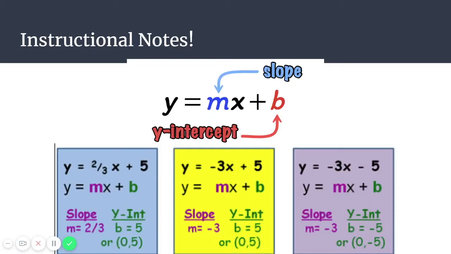We ask that you please pause to go over the instructional notes that are here. Just as a reminder, there's some information located here reminding you of where the slope is and where the y-intercept is. Remember, your slope is represented by the variable m, and your y-intercept is represented by the variable b. In looking at these equations, this is just a brief review of how to locate the slope and y-intercept when you're looking at the slope-intercept form.